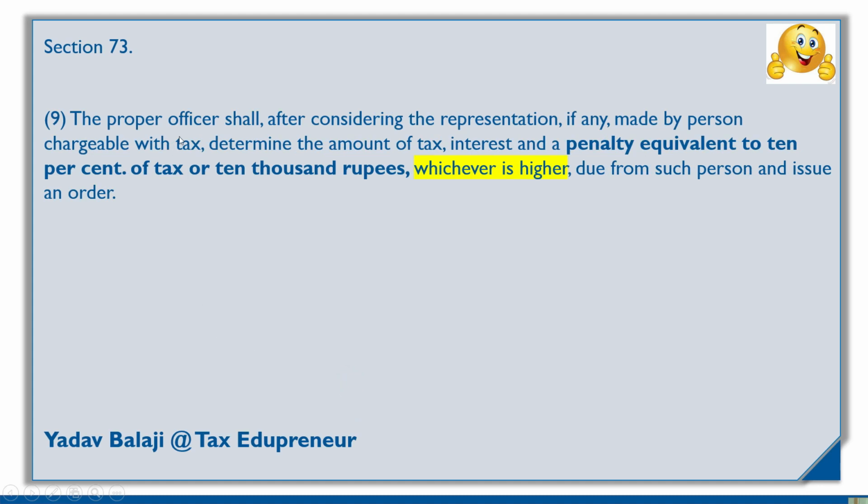Now here they are talking about the penalty. So that proper officer shall, after considering the representation, if any, made by the person chargeable, determine the amount of tax, interest and penalty equivalent to 10% of tax. Means if 1 lakh tax is there, then 10% is 10,000 rupees, or 10,000 rupees, whichever is higher. If 1 crore tax is there, it will be a huge amount. If 1 lakh is more, then you have to pay that 1 lakh. So this is the penalty. So in 73 we are discussing about 10% penalty or 10,000 rupees, whichever is higher.